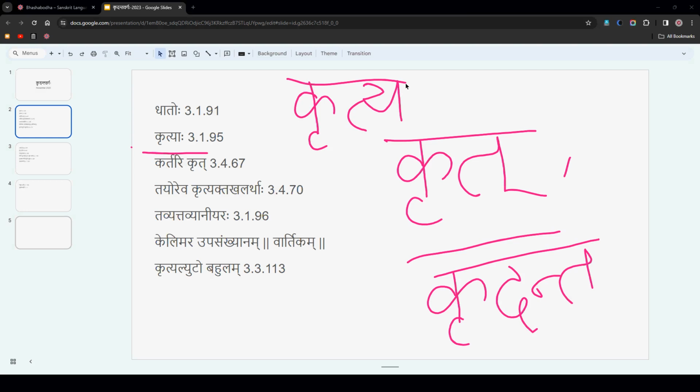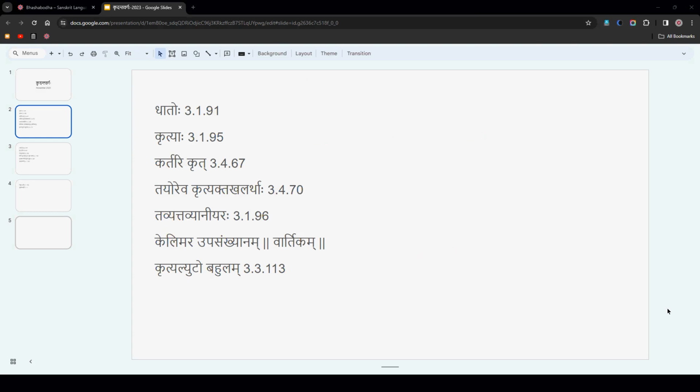So this krutya pratyaya consists of these pratyayas. Which are they? Tavya, tavyat, taniyar, kelimar, and yat, kyap, nyat. These pratyayas. Why? Because, you see here, tayoreva pratyakta khalarthaha. Means these are used in karmani and bhave mostly.